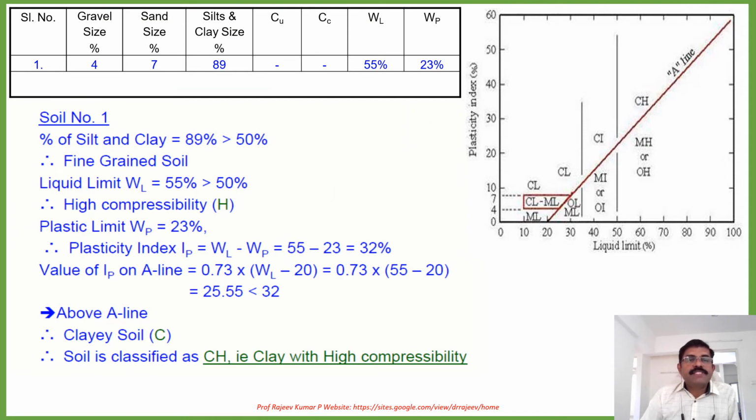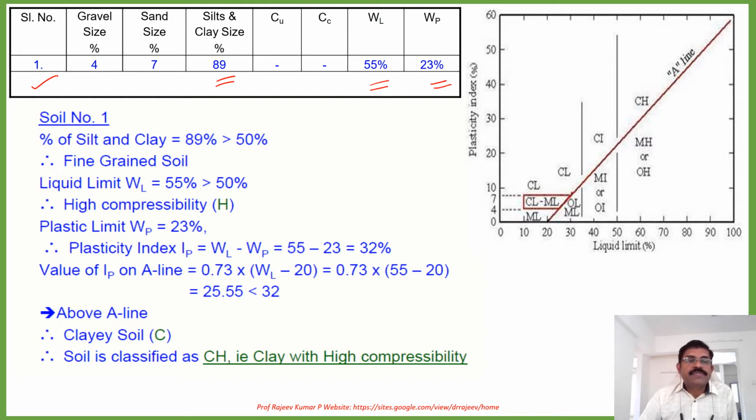Okay, for the first soil, you can see the data given here for soil 1. Gravel size 4%, sand size 7%, silt and clay 89%, and Cu and Cc are not defined for this, and liquid limit 55 and plastic limit 23. This is the plasticity chart.